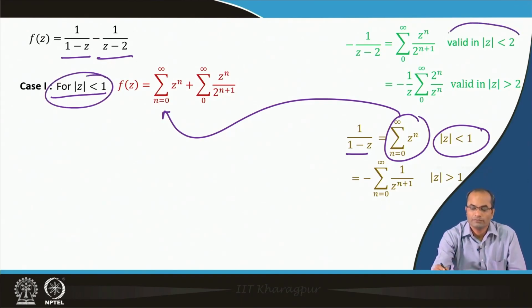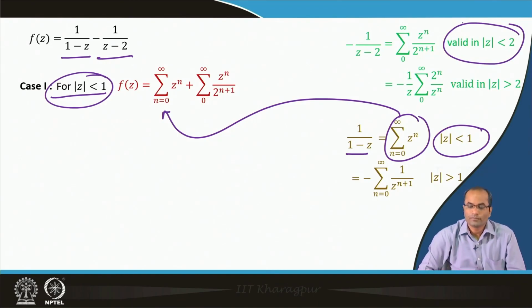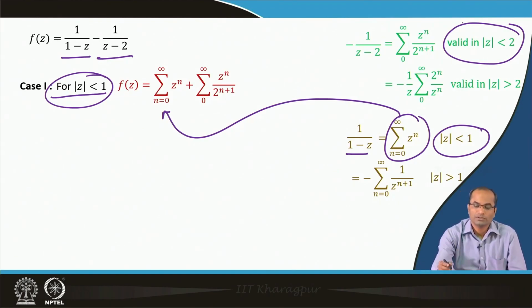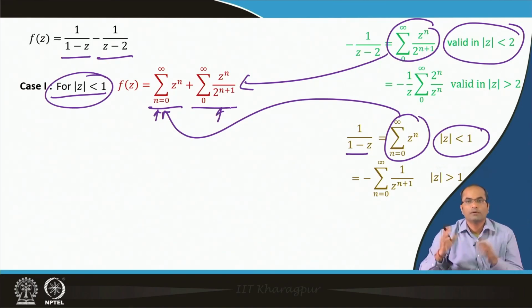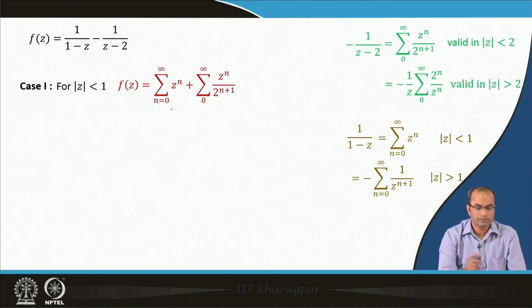So, we have this series which is valid in mod z less than 2, naturally that is also valid for mod z less than 1. So, we can use this expansion for the second term, the z power n over 2 power n plus 1. This is valid for mod z less than 1, this is valid indeed for mod z less than 2, but as a whole this will be valid definitely for mod z less than 1, because both are valid in mod z less than 1. So, that is the trick we have used.